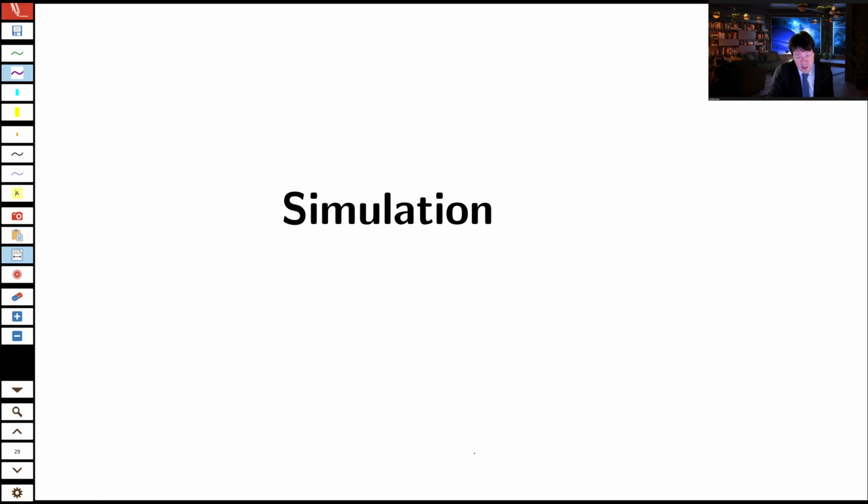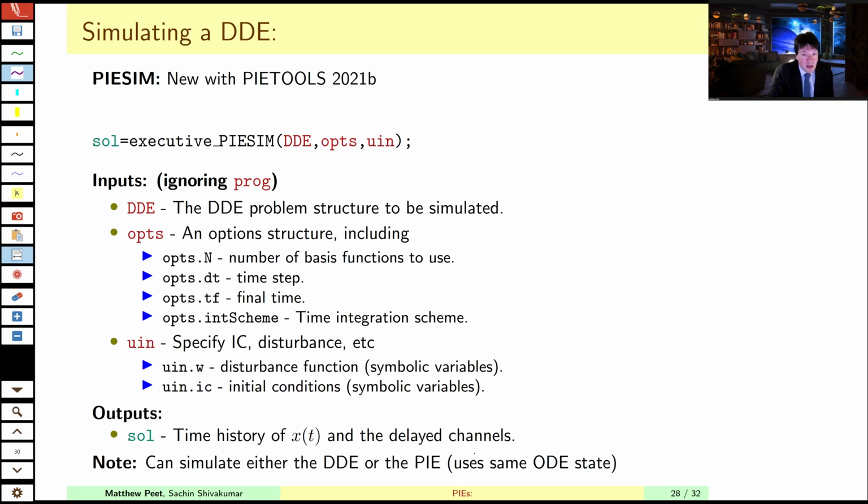Which brings us up to simulation. How do you simulate these things in closed loop? New with PIETOOLS 2021b, we do have an executive called PySim, which uses very complicated simulation routines using Chebyshev basis functions, because they're not intended just for DDEs or DDFs, which probably are better using forward and backward difference, but they work for all PDEs and PIs and DDEs. And so they're rather complicated. But a minimal implementation is not too hard.